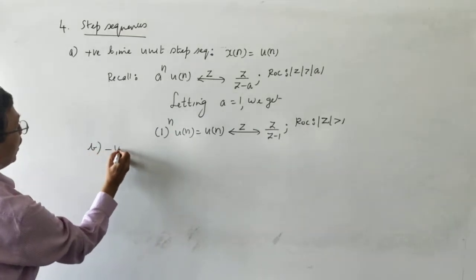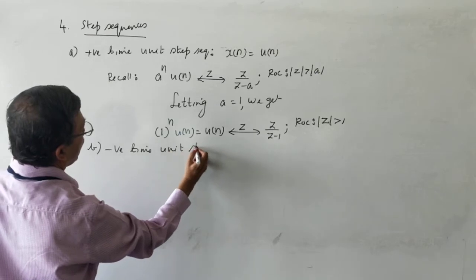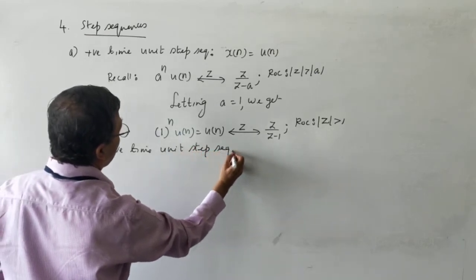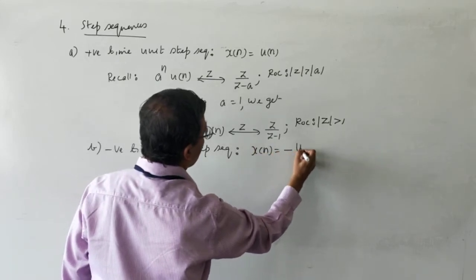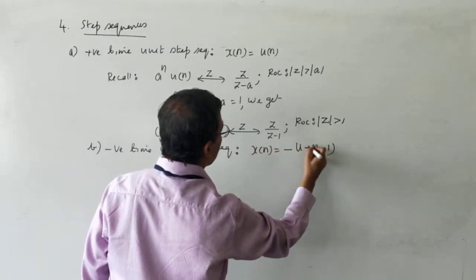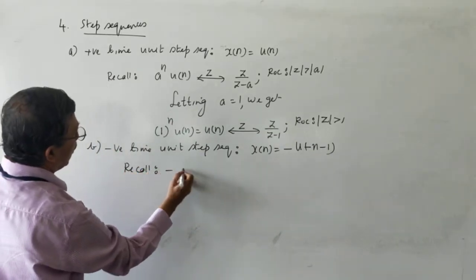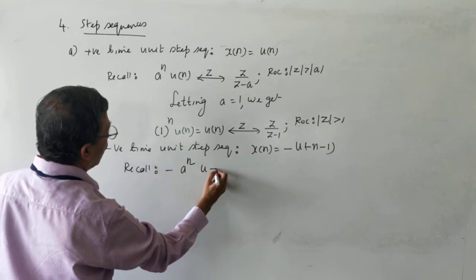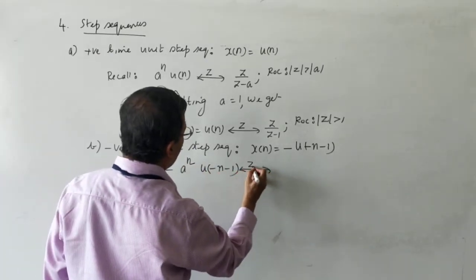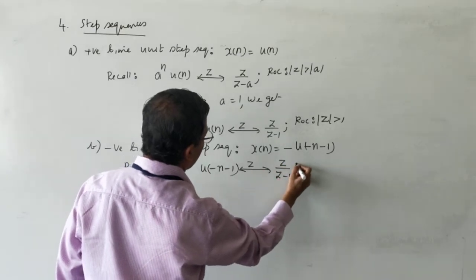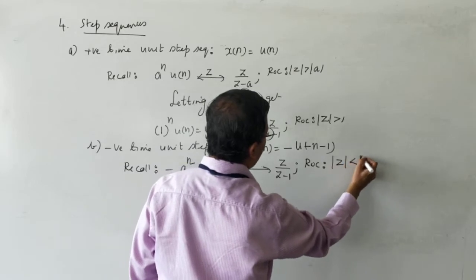Second one, negative time unit step sequence. This is given by x of n equals minus of u of minus n minus 1. Recall, minus a to the power n u of minus n minus 1 has a z transform z divided by z minus a. ROC mod z less than mod a.